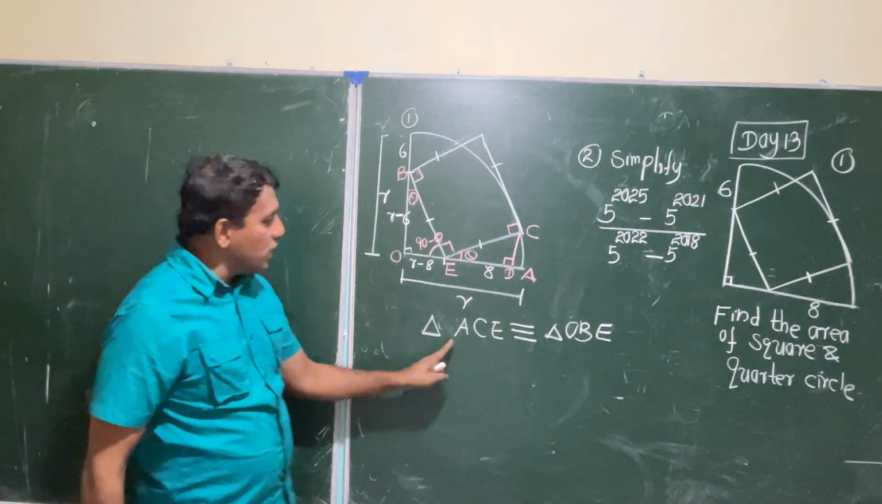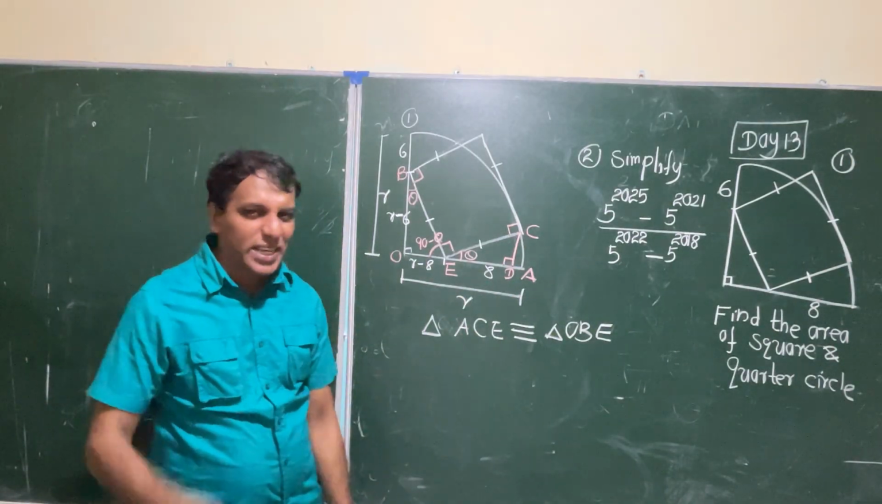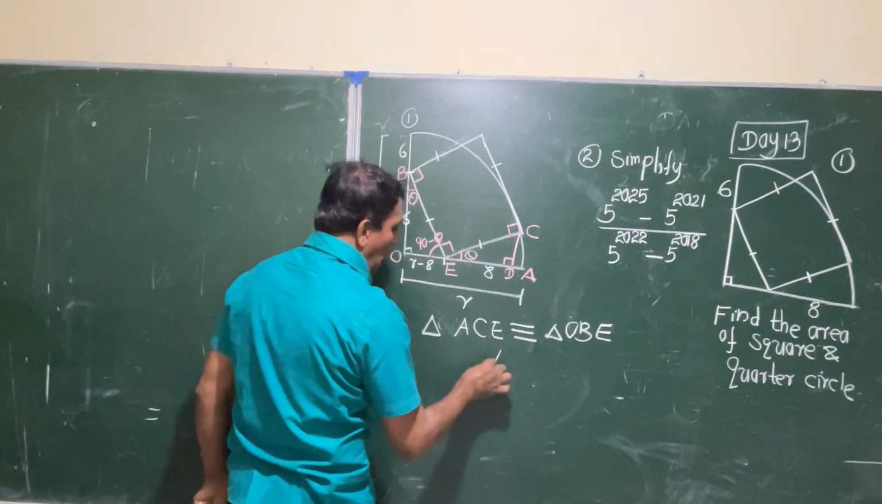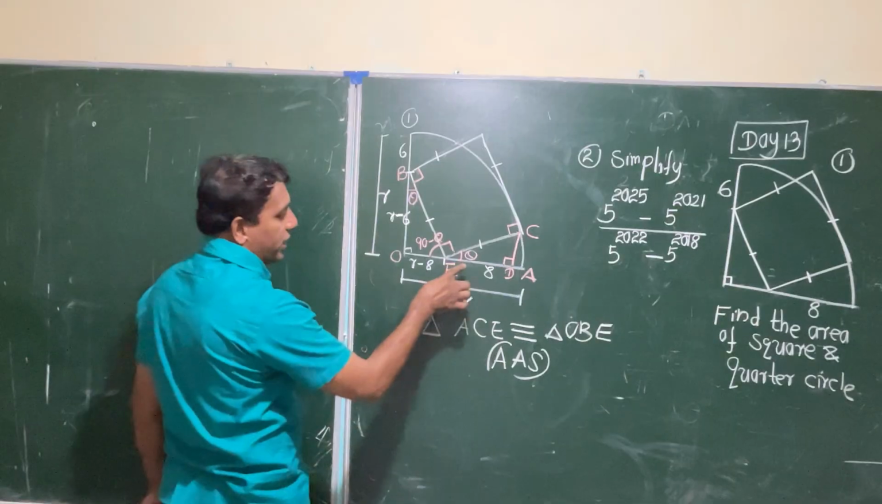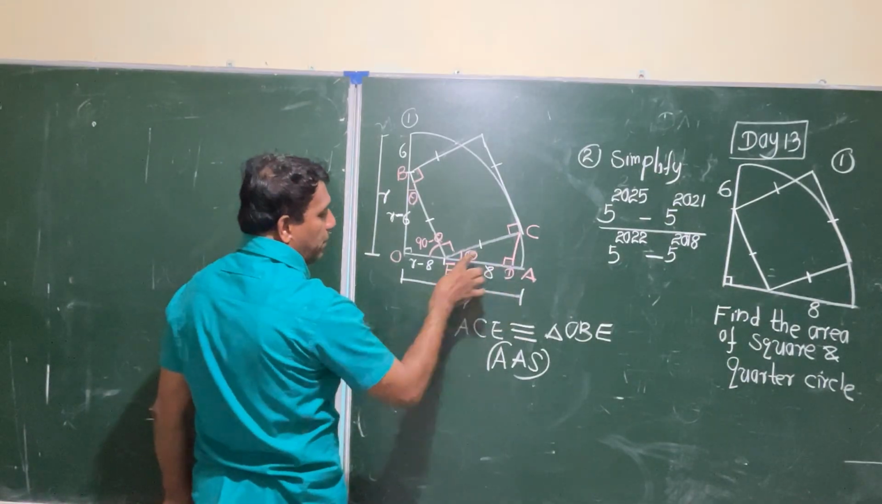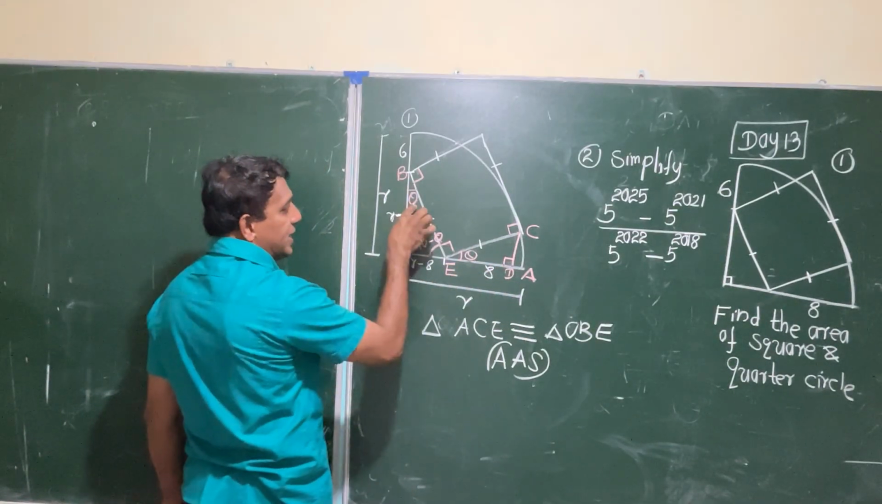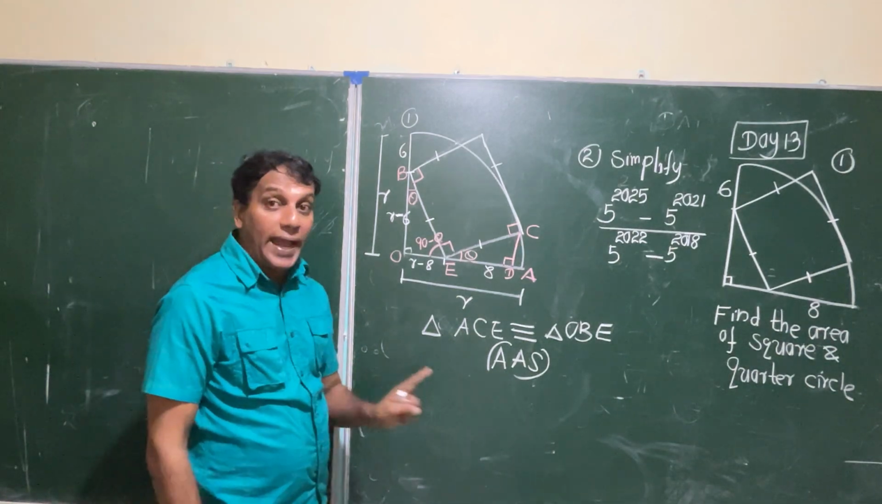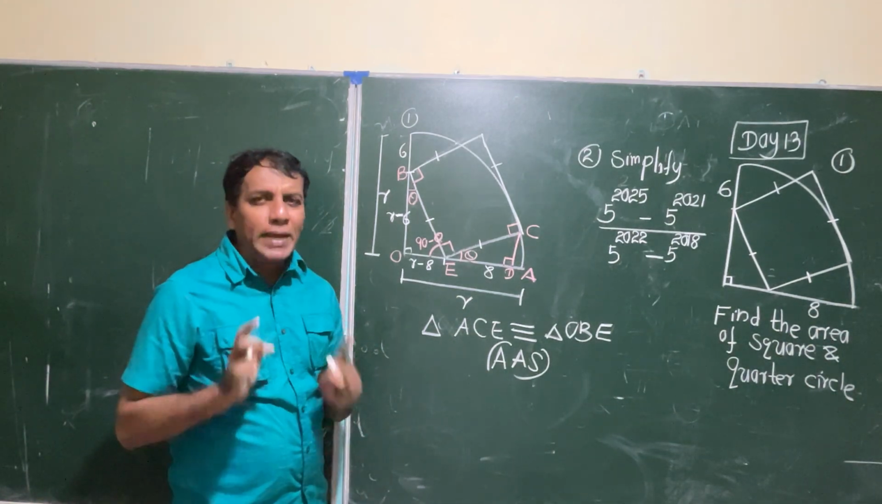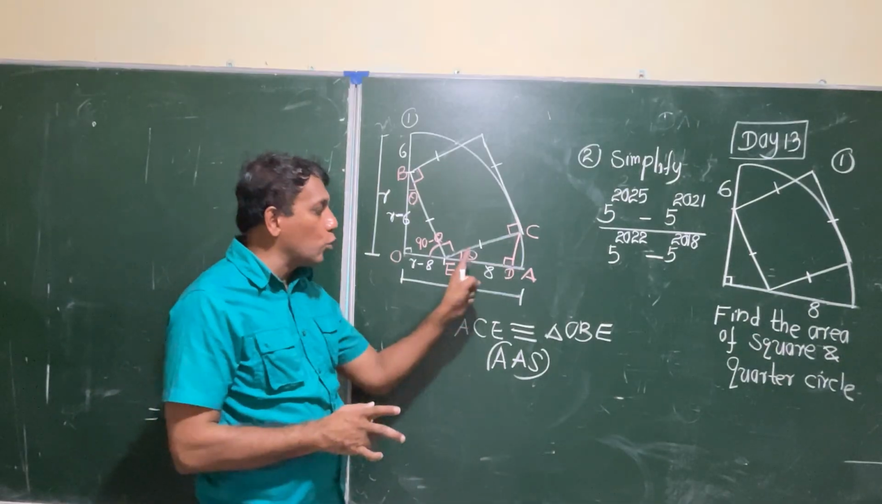Okay, so these two triangles are congruent under the case of two angles and one side, right? Here 90, here theta, this side is equal. Therefore these two triangles are congruent. I think the main purpose, one of the methods, is congruency.